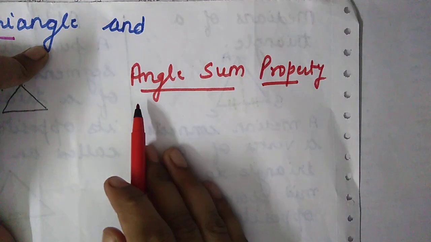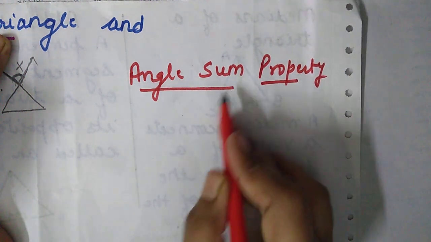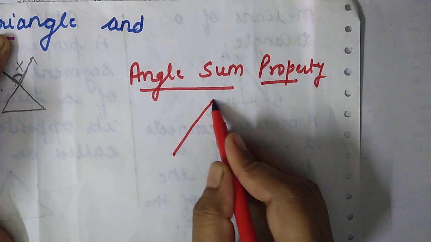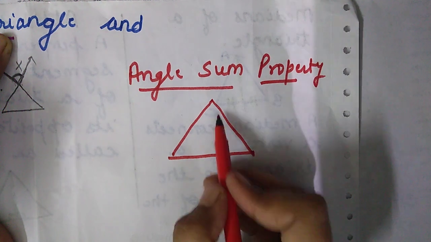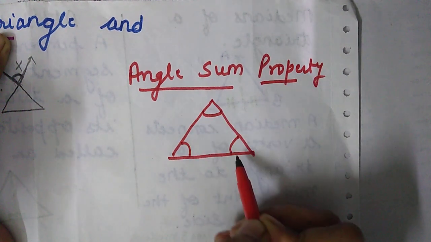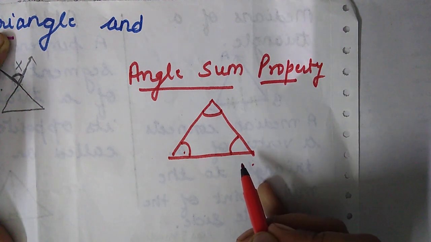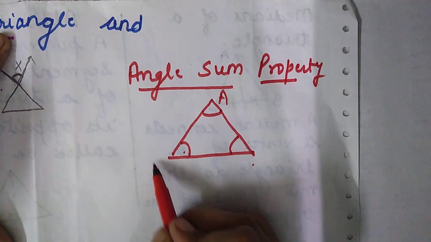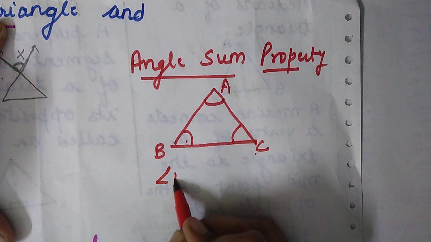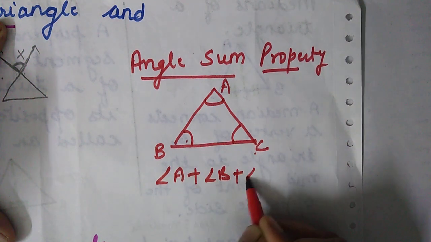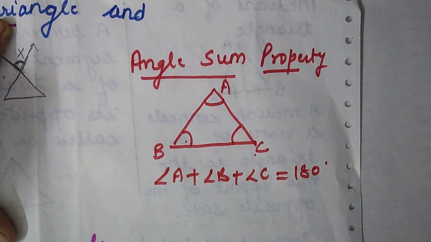So after exterior angle property, we have learned about angle sum property. This states that the sum of all the angles of a triangle, as we know that there are three angles in a triangle, their sum is 180 degree. That is known as angle sum property. If the name of the triangle is, let it be ABC, so according to angle sum property, angle A plus angle B plus angle C must be 180 degree. So this is angle sum property.